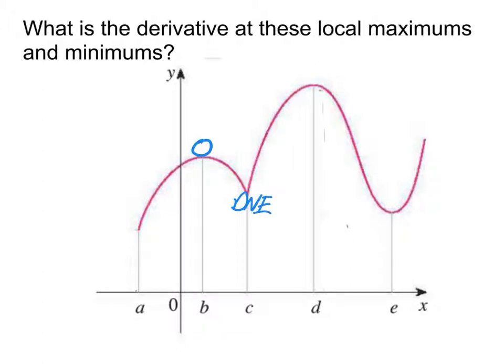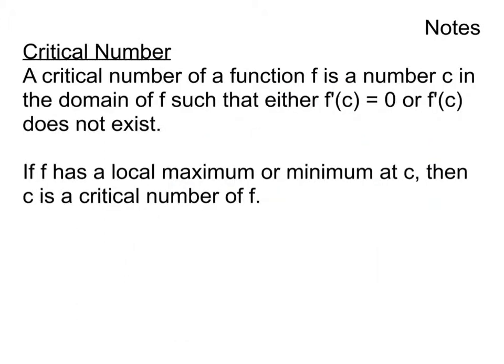Okay, what about point D? What's our derivative there? Yep, derivative is 0. Okay, what about E? 0. Yep, the derivative is 0. And so you'll notice that all of these local maxima and minima were happening where the derivative was one of two things. It was either 0 or the derivative didn't exist. Those particular points actually fall under a bigger umbrella. These are all examples of critical numbers.